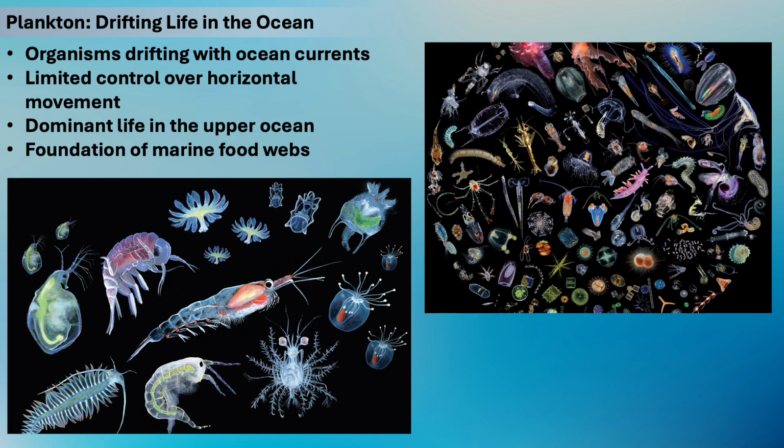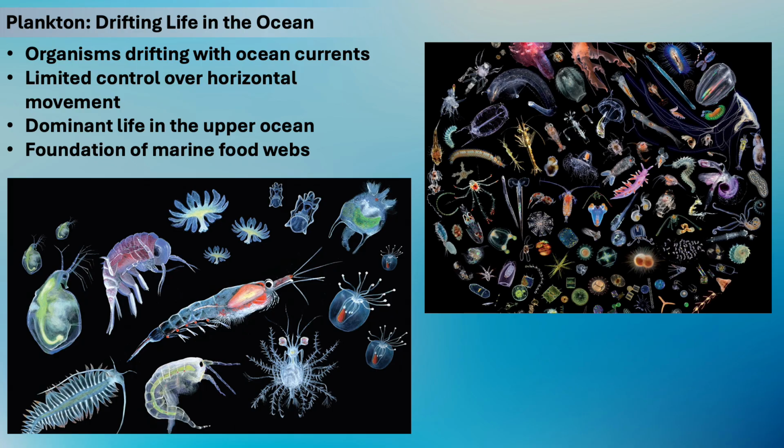Plankton represent one of the most important groups of organisms in the ocean, despite the fact that many of them are microscopic and invisible to the naked eye. The defining characteristic of plankton is their inability to swim against ocean currents. While some plankton possess small structures such as flagella or cilia that allow limited movement, these motions are generally insufficient to overcome the horizontal transport created by ocean circulation.